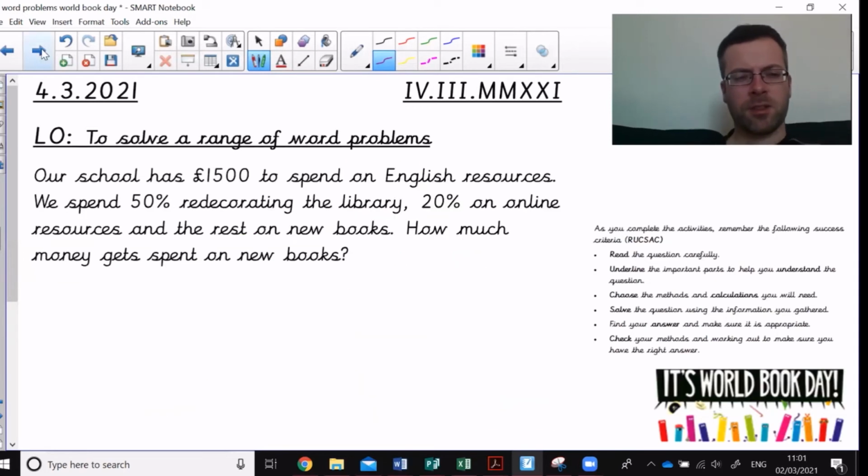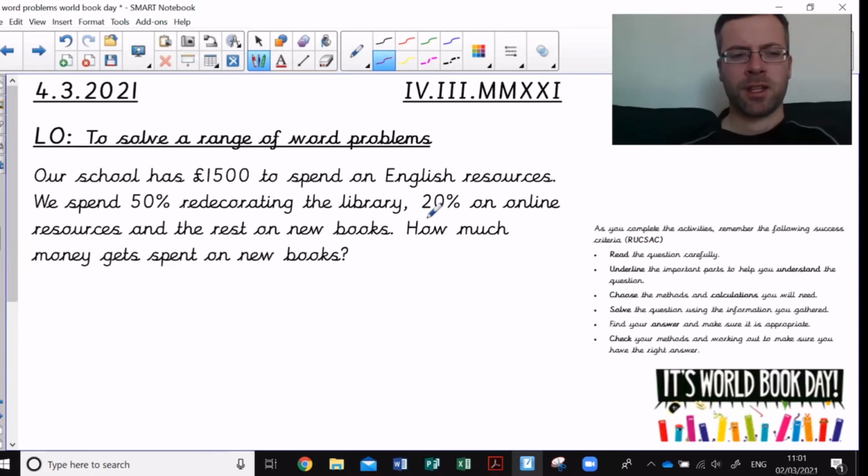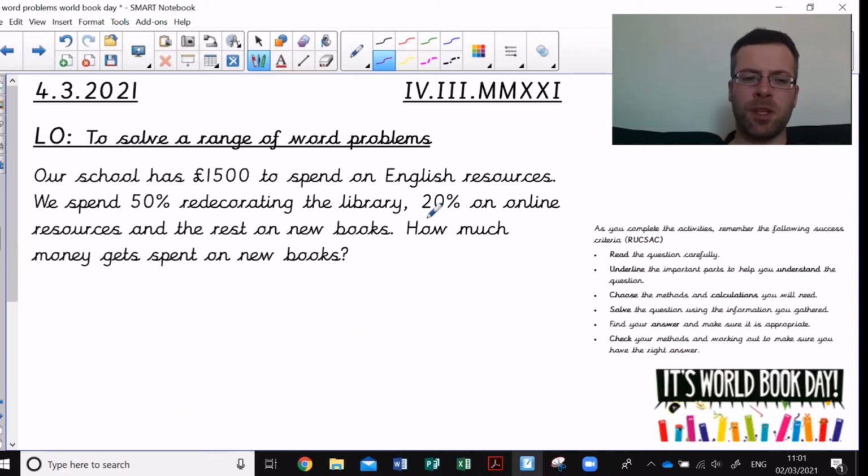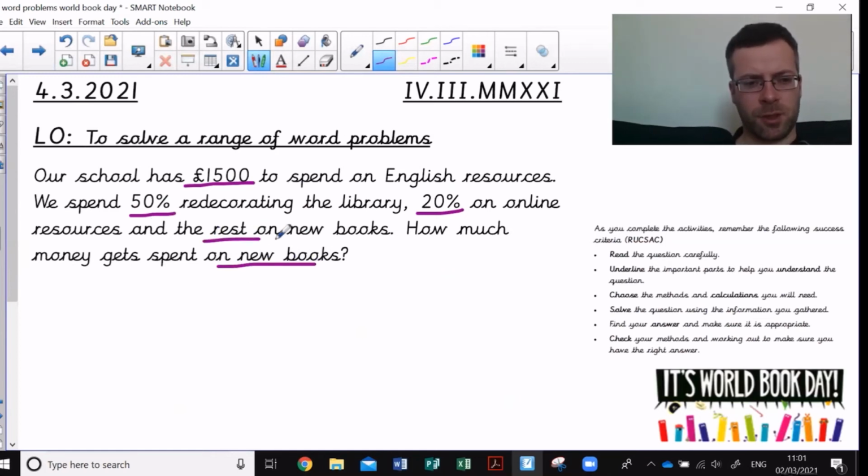Finally, our school has £1,500 to spend on English resources. We spend 50% redecorating the library, 20% on online resources, and the rest on new books. How much money gets spent on new books? So that's our amount. We spend that doing something, we spend that doing something, which means that we work out how much is left on the new books, because we don't know what that is.